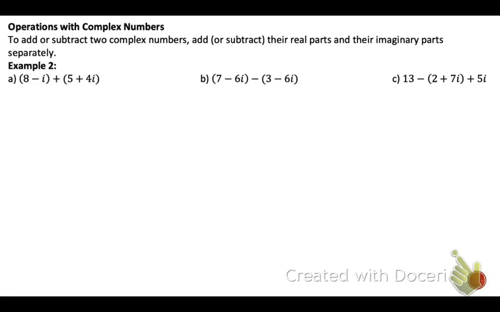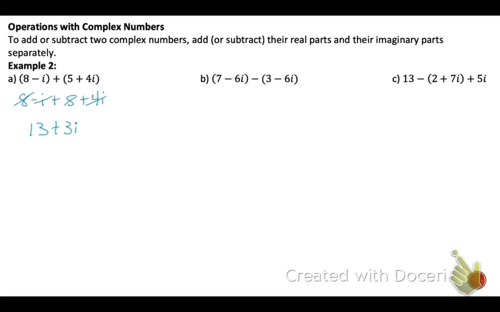Now let's do some operations with these complex numbers. To add or subtract two complex numbers, you add or subtract their real number parts and then their imaginary parts separately, and that's as far as you can take it. So if we're adding, notice we have the imaginary complex number 8 minus i, and we're adding the imaginary complex number 5 plus 4i. So I'm going to drop the parentheses, and then we'll add their real number parts, 8 plus 5, which is 13, and their imaginary parts, negative i plus 4i is 3i.